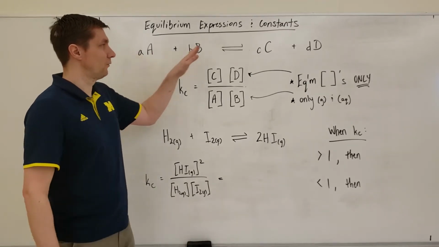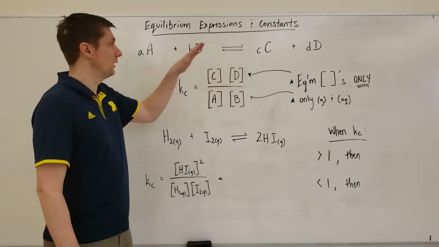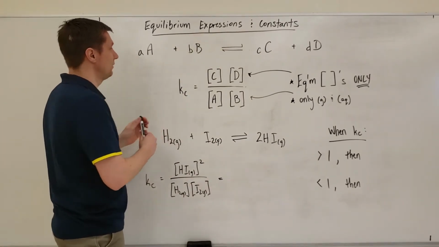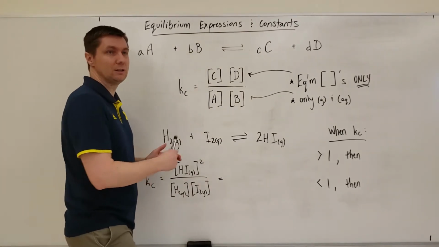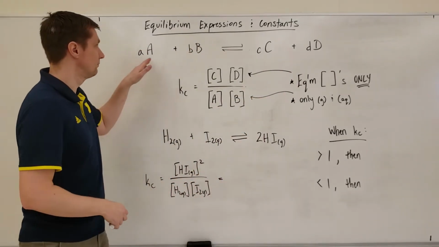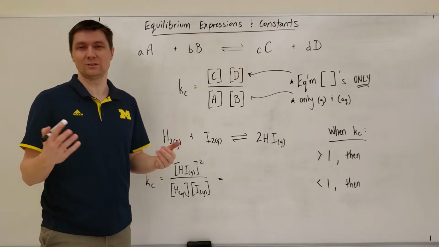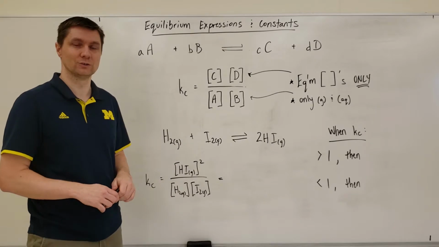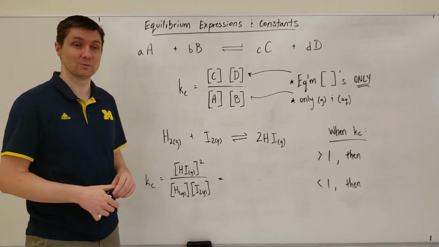So if I have a generic chemical reaction, like this one up here at the top, I'll explain what it means. I've got reactants A and B reacting to make products C and D. Now you can see there are some little letters in front, and all that represents is whatever the coefficient is in front of each of those substances when the reaction becomes balanced.